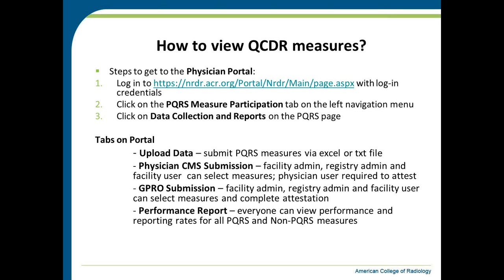And then lastly, the last tab that you will notice, everyone has, is the performance report. In this performance report, you'll be able to see your reporting rates for all of your PQRS and non-PQRS measures as well as performance rates. This is where you want to look to identify what measures have been assigned to your physicians, etc.